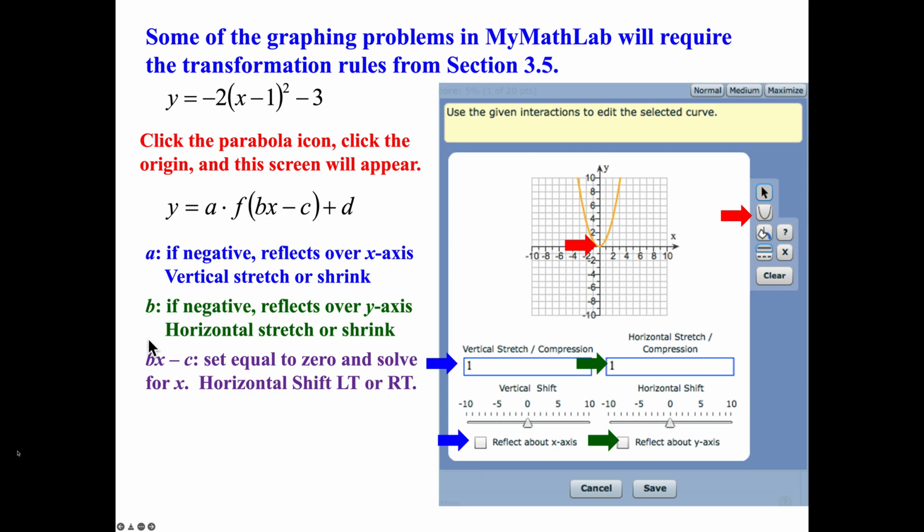Bx minus c, again, that's going to be my shift left or right. So that's your horizontal shift. You'll just move that triangle in the menu bar. And then your vertical shift up or down, move this left or right based on what value you have. Remember, the horizontal shift is going to be the opposite sign change. So like I said, they might sneak this back into play from 3.5 just to see if you remember how to use those shifts again.